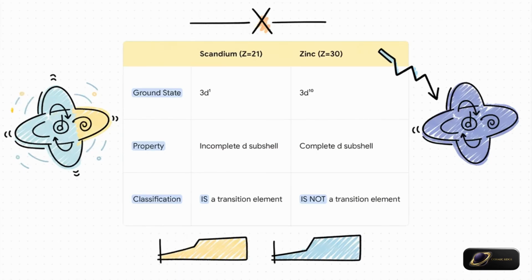And this comparison right here shows you exactly what that means. Let's look at the very first element in the row, scandium. It's got just one lonely electron in its d orbital. So, yep, it's a transition element.